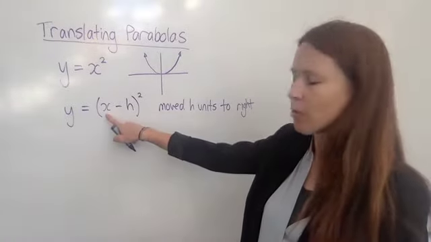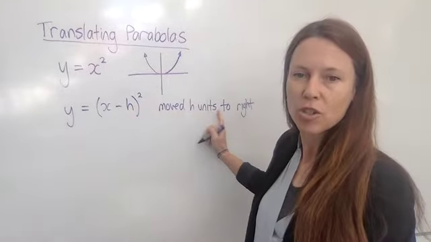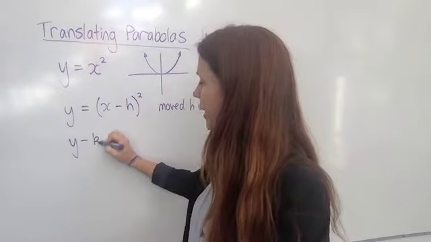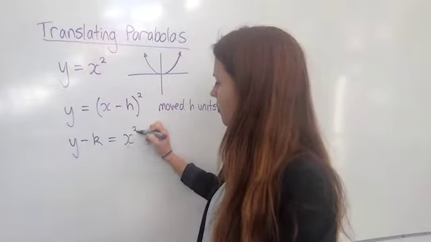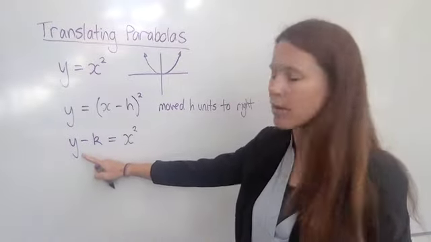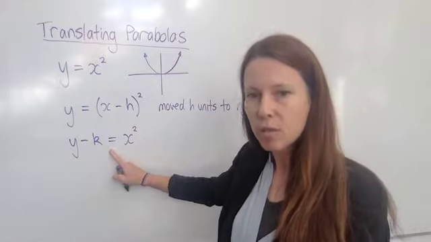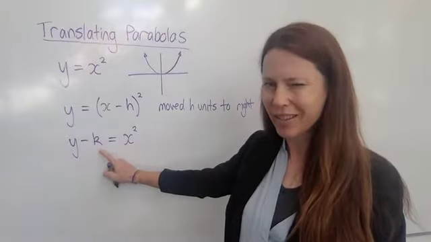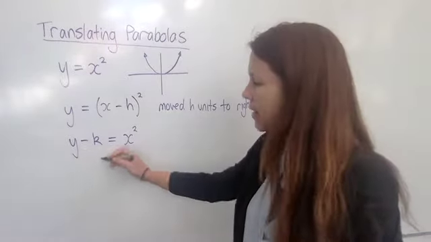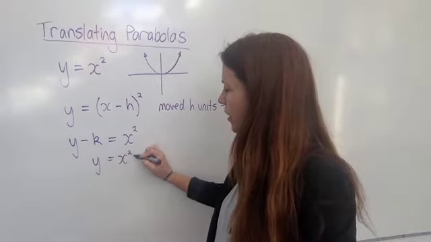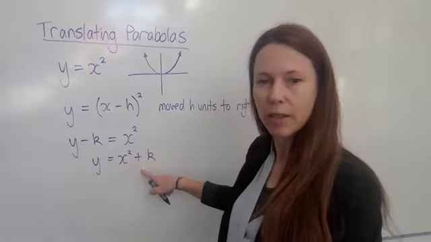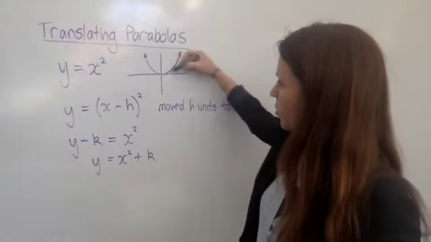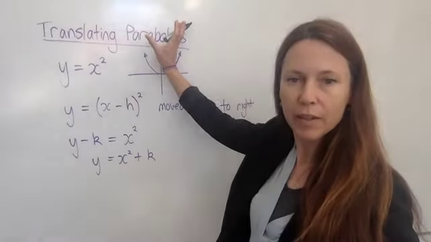Every time you take x and replace it with x minus h, you move it h units to the right. And every time you take y and replace it with y minus k, here I've just taken a basic parabola and replaced the y with y minus k. We're going to move the parabola k units up. Now this doesn't really sound right, because it doesn't look like we're going up when we've taken something away. But if I rewrite this by adding k to both sides of the equation, you can see that by tacking on a plus k at the end, I've basically taken this whole graph and just shifted it up k units.